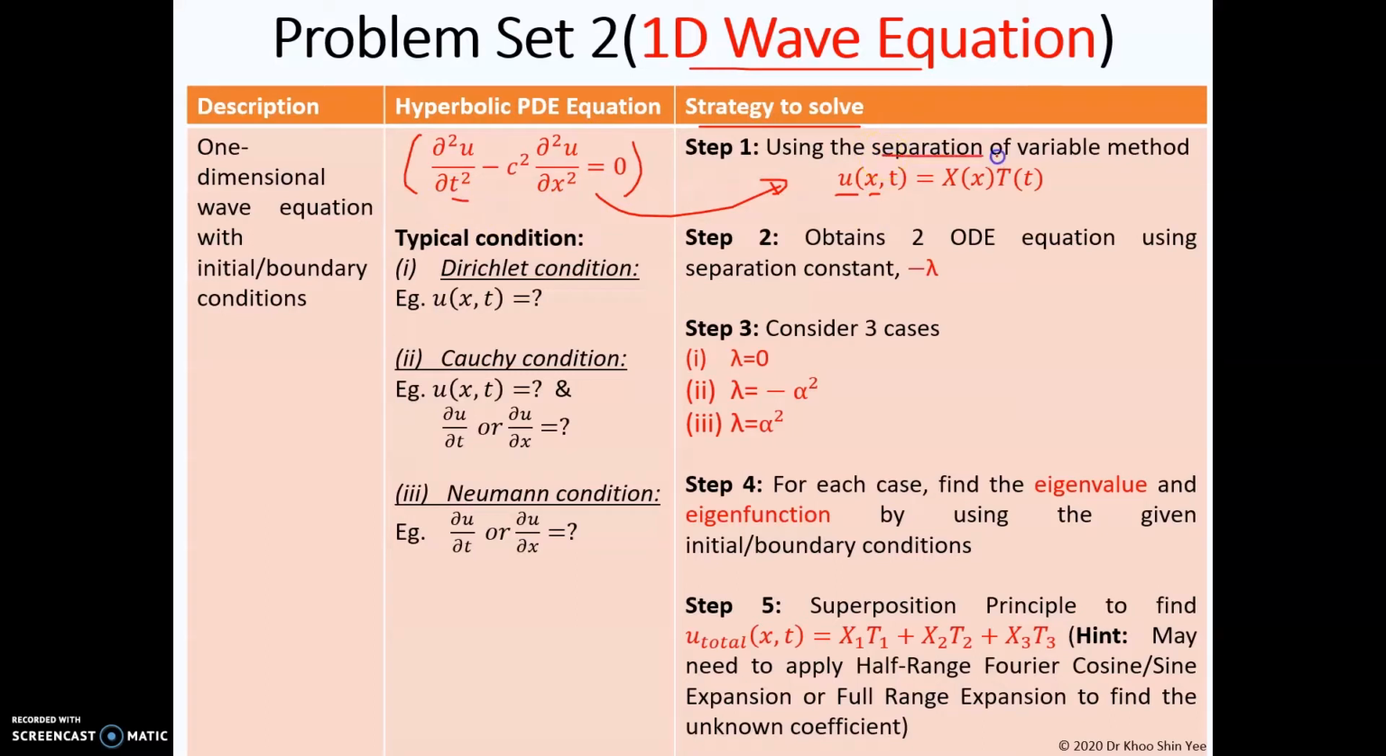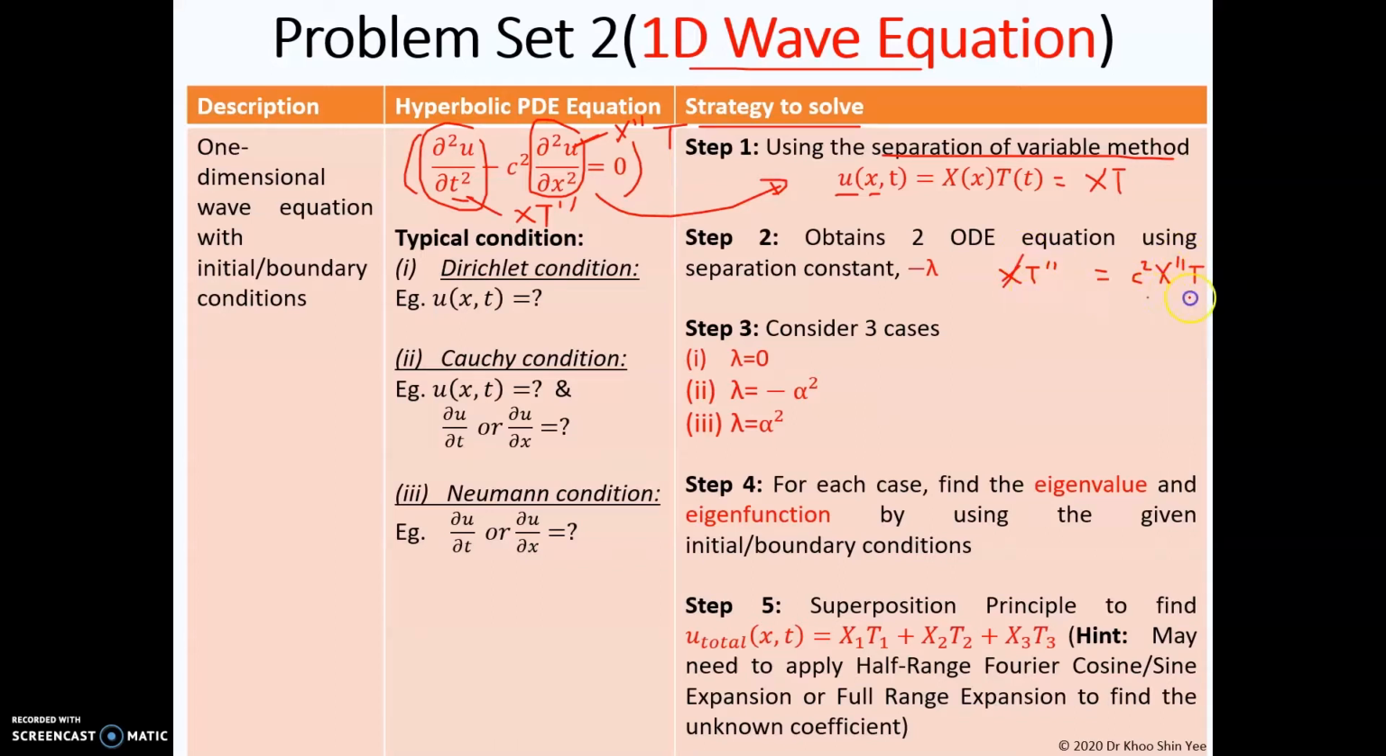By using the separation of variable method, the solution will be equal to the multiplication of the function of x and the function of t. This can be simplified into capital X T. So you differentiate u with respect to t twice, therefore this term is equal to X T double prime. Differentiate u with respect to x twice, then you obtain X double prime T. Then you should obtain X T double prime equal to c squared X double prime T.